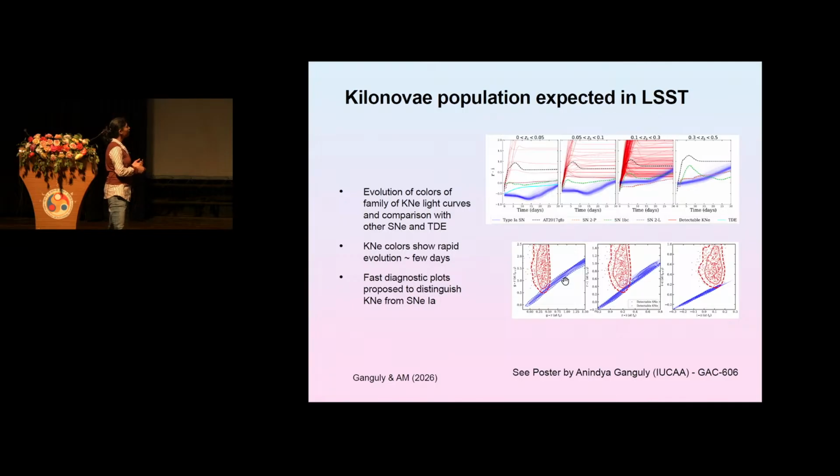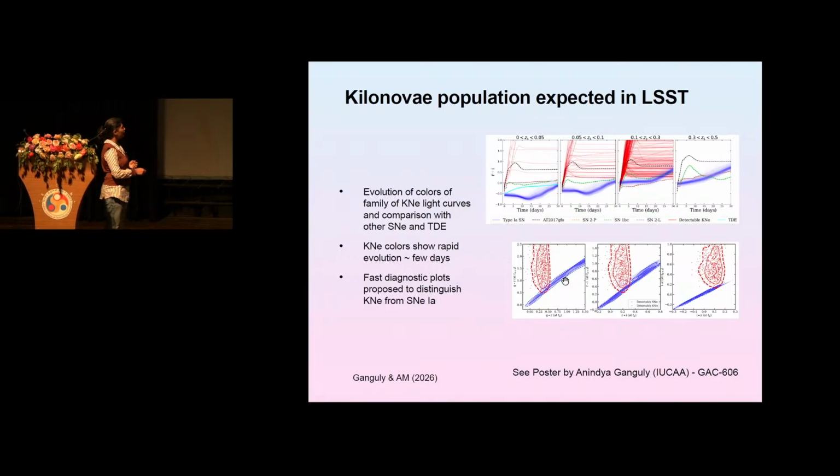So here we are looking at the color evolution, shown for different redshifts. We also looked at different colors, but it is showing here for R minus I. The red population is the kilonovae population, which is detectable in the LSST. And then the other colors show the different types of transients.